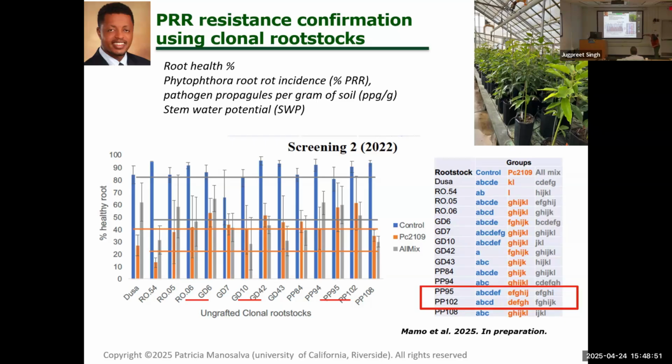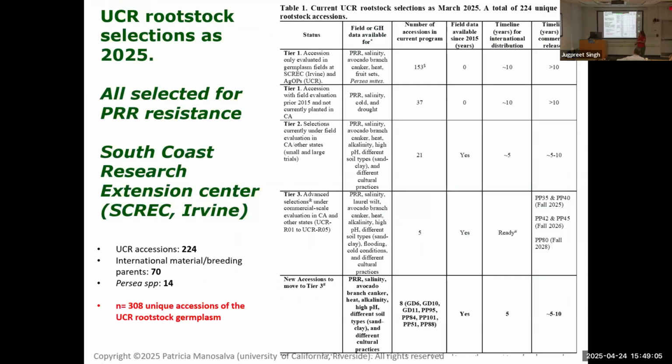And then you can see that there are some, like this GD6 or this PP102, which is my selection. You see that they're very good compared with DUSA and the susceptible rootstock. So those ones will be moved to other traits.